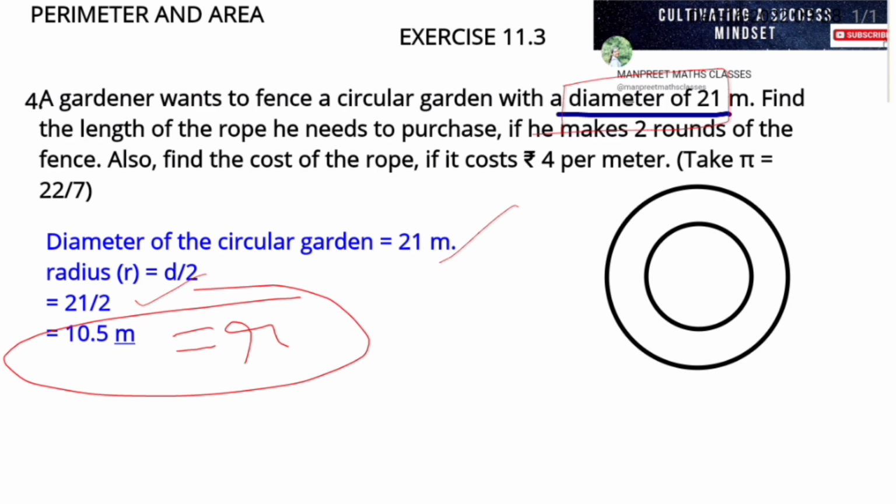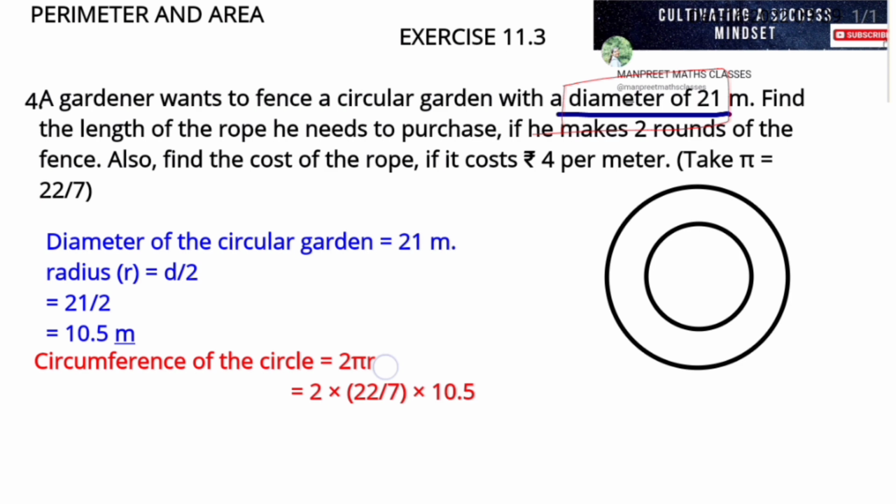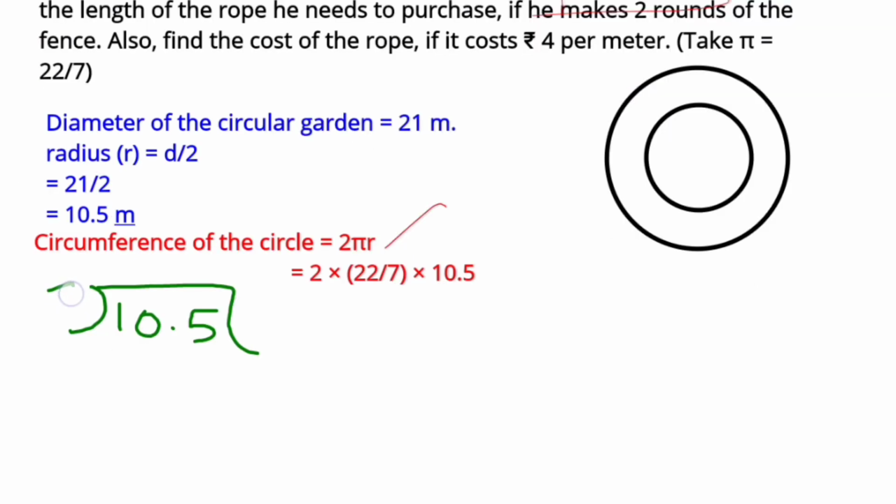Now our next step is to calculate circumference. So we will write its formula. I have written circumference of the circle 2 pi r. Now we will put the values: in place of pi, 22 upon 7, which is given in the question, and radius we have calculated right now, 10.5. Now we will solve it.